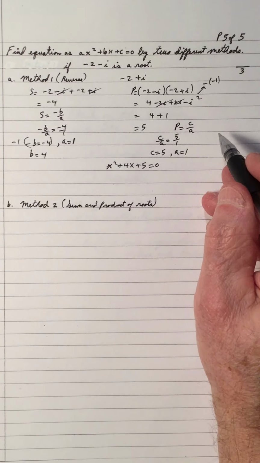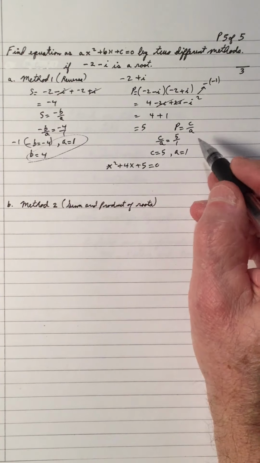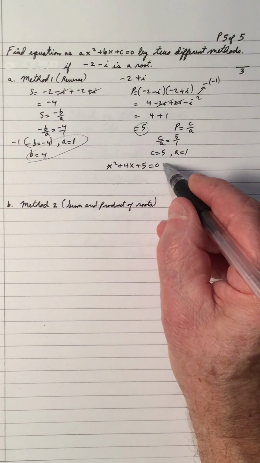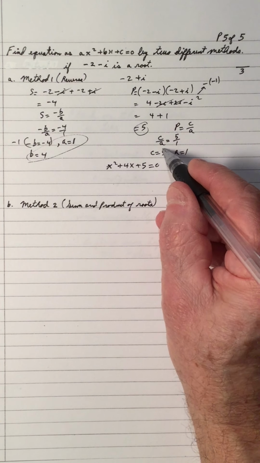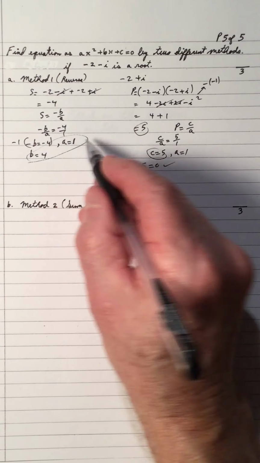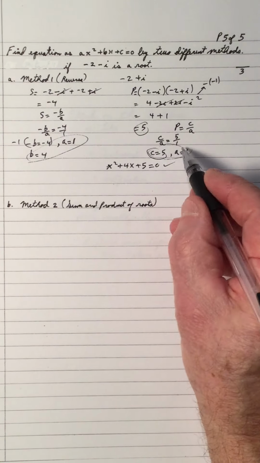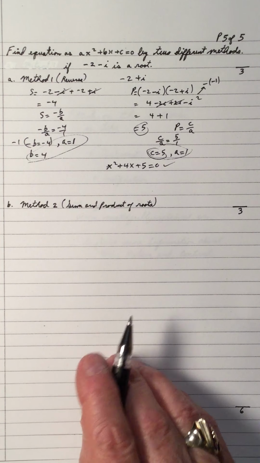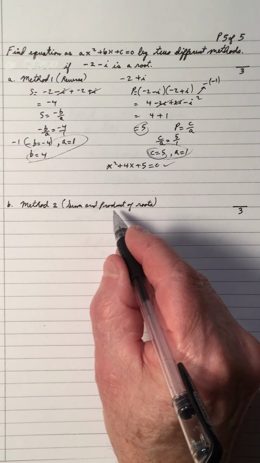And again, 3 marks. You get a mark for these two, and a mark to get the 5 there, and a mark for the equation. So 1 mark, another mark for these two, and another mark here. 3 altogether. And let's work it out by method 2, sum and products.